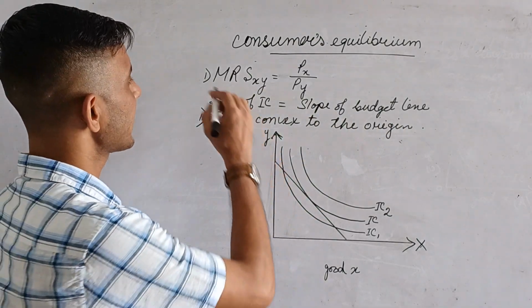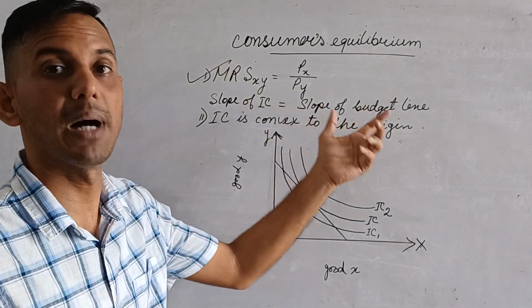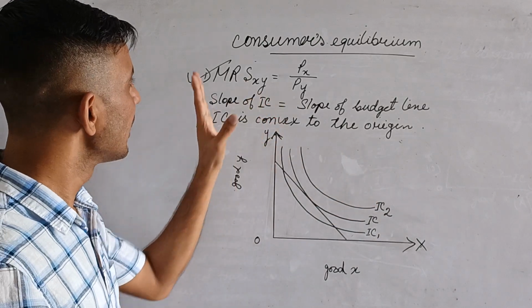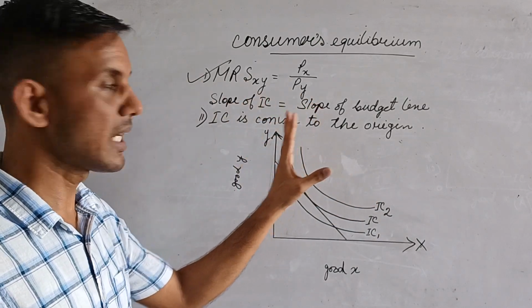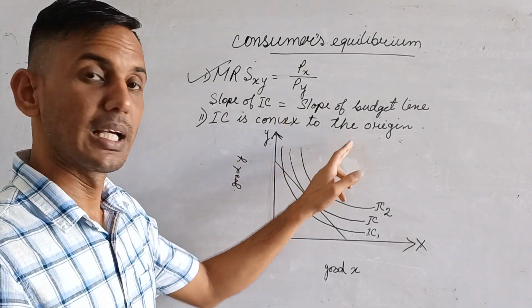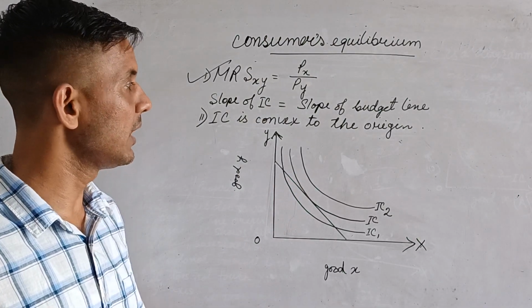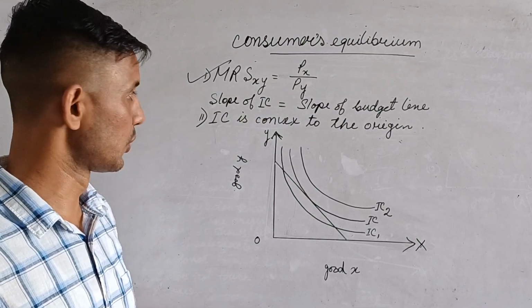So when MRS xy is equal to Px by Py, it means slope of IC is equal to slope of budget line. Then consumer's equilibrium. Okay, second condition is IC is convex to the origin. Clear? It means at the point of equilibrium, IC should be convex to the origin.